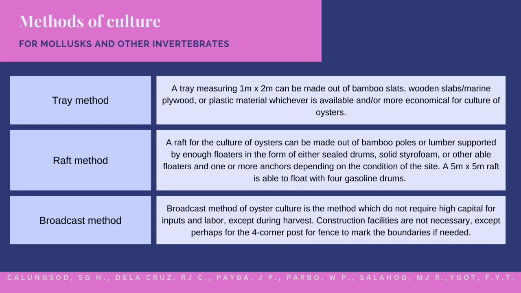Moving on to the broadcast method. This is a much simpler approach and it requires fewer inputs, making it ideal for areas with limited resources. In this method, oysters don't require special facilities for culture. Instead, old oyster shells, iron pieces, rocks, and blocks are scattered on the sea or river bottom. These items act as an anchorage for the free-swimming oyster larvae.